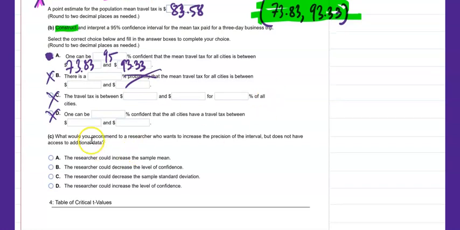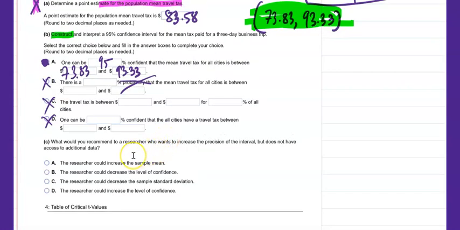Part C. What would you recommend to a researcher who wants to increase the precision of the interval but does not have access to additional data? If the researcher does not want additional data and wants to increase the precision of the interval, the researcher should decrease the level of confidence. Okay, that's the answer for part C, B is the answer.